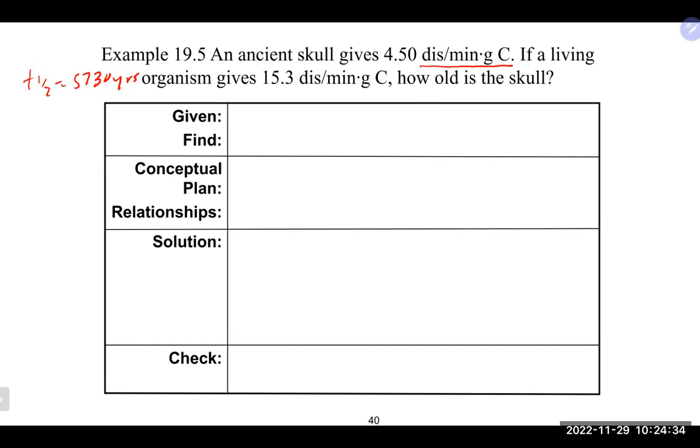Okay, let's take a look. So again, we'll use our equations here, our first order kinetics.